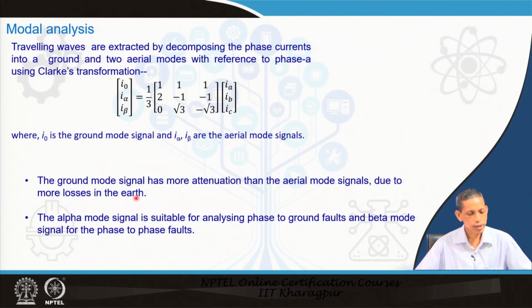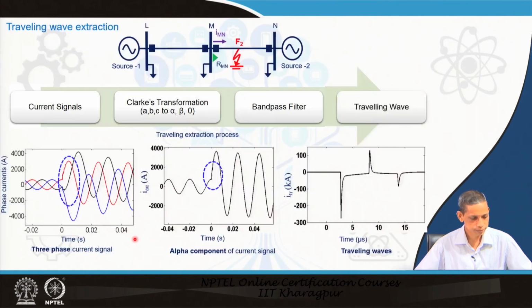The ground mode signal has more attenuation than the aerial mode, because it traverses through the ground and there are more losses in the earth. So, that is a problem. The signal strength decreases significantly with travel, and therefore it is not suitable for applications. The alpha mode signal is suitable for analysis of phase to ground faults, and the beta mode signal is for phase to phase faults.